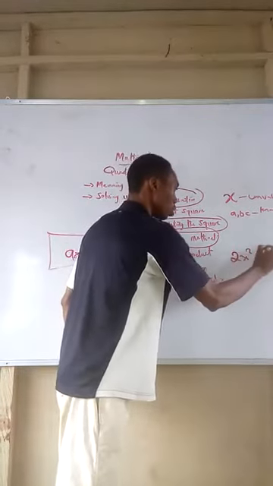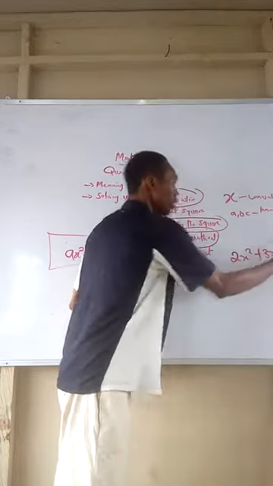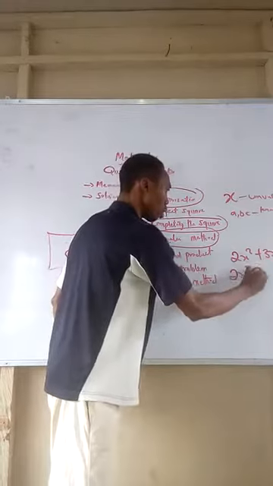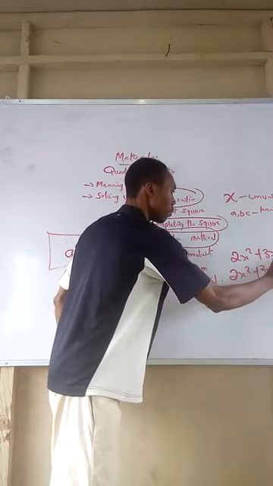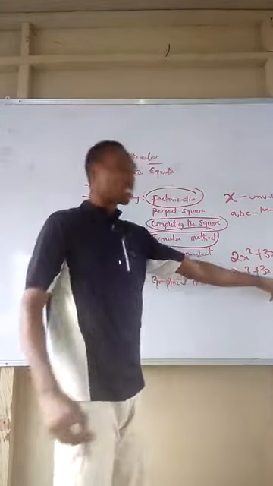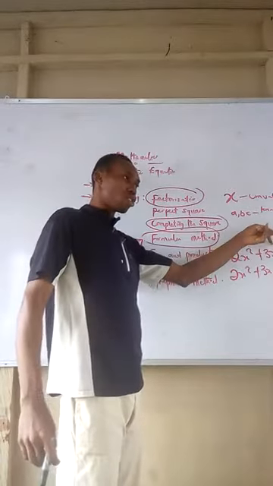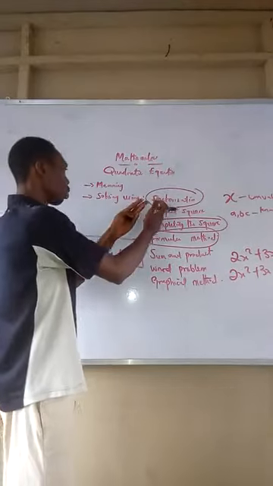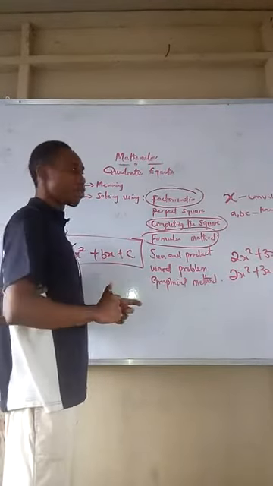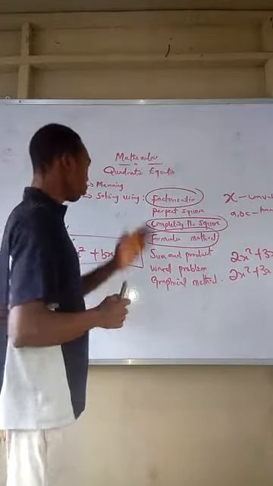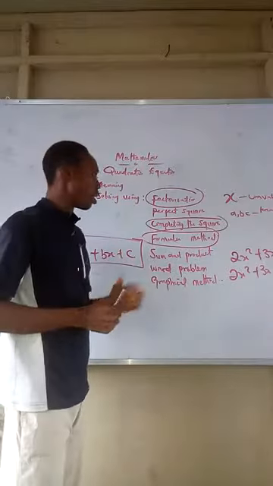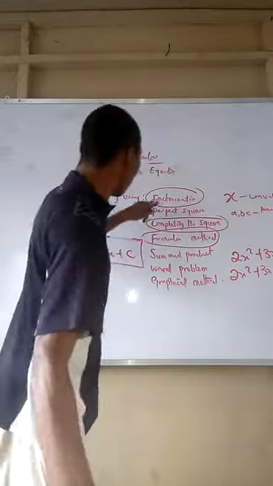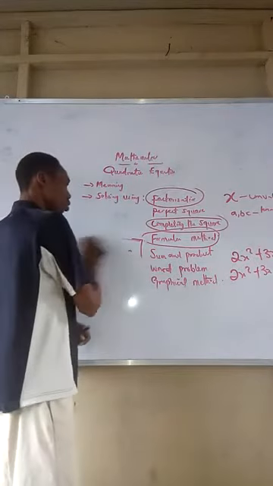2x squared plus 3x plus 5. This is a quadratic expression. But 2x squared plus 3x plus 5 equals 0, it becomes a quadratic equation. This is expression, this is equation. So, the first method we want to use is what? Factorization method. You are doing a question and you want to factorize. How do we factorize? That is the first thing we want to discuss in today's class.